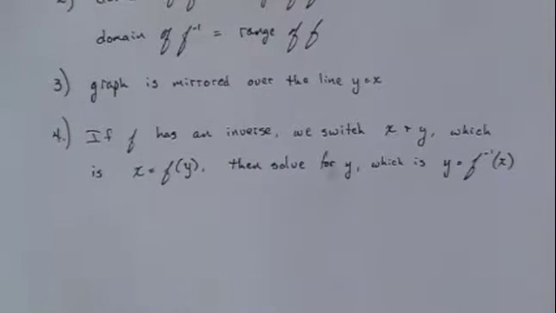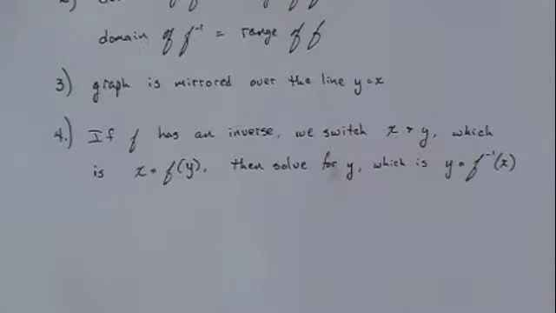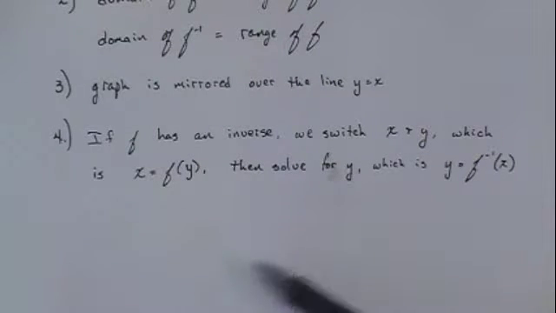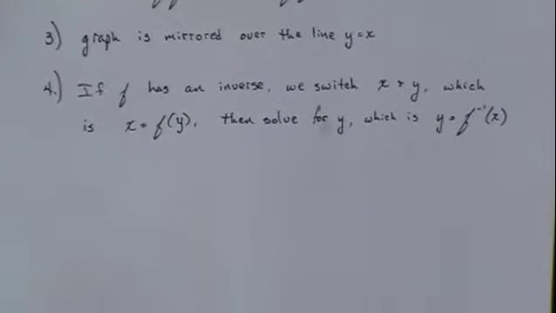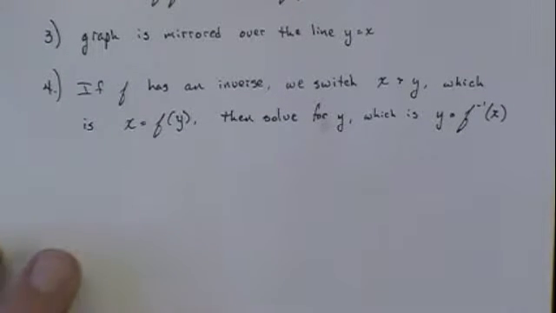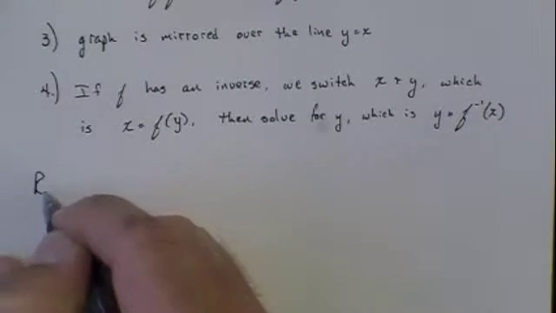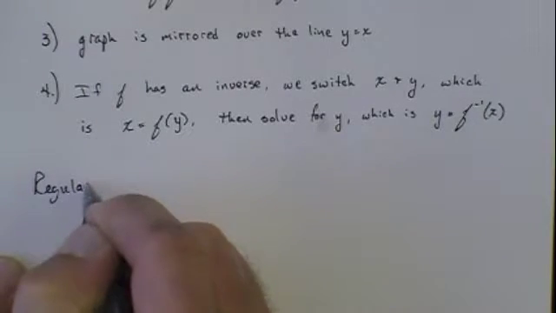And if an equation has an inverse, remember that we switch x and y and then solve, and that's how we can find the inverse of that. So what we're going to do now is look at sine, cosine, and tangent, and look at the inverses of those. So remember, first thing we want to look at is a regular graph of each of these.